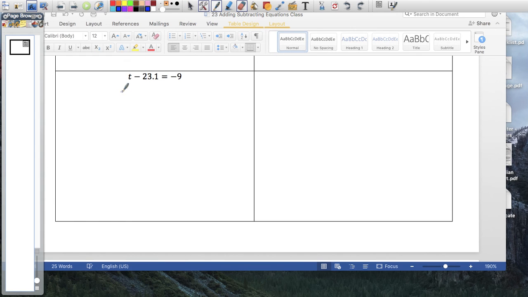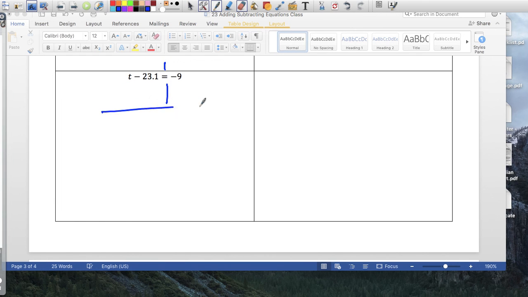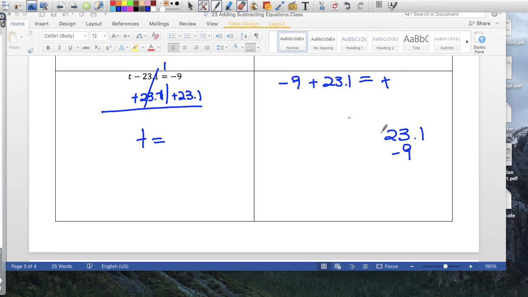So over here I have t. We're going to simplify this. Plus 23.1, plus 23.1. These two cancel out, then I have t equals negative 9 plus 23.1, over here on the side, right? It's going to be a positive answer because there's more positive, and let's find out why. The 9 is a whole number, so be careful here. Line up, put a 0 over here. 13 minus 9 is 4, and it's going to be 14.1, positive.